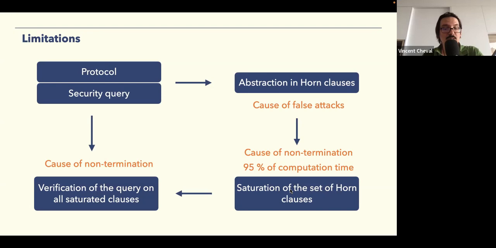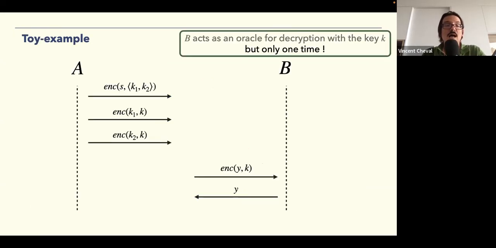So the saturation with respect to the initial Horn clauses is sound and complete, but the abstraction to Horn clauses is only sound. It is not complete. Same thing for the verification. It is sound, but not complete. Okay. So why does this abstraction lead to some false attacks?